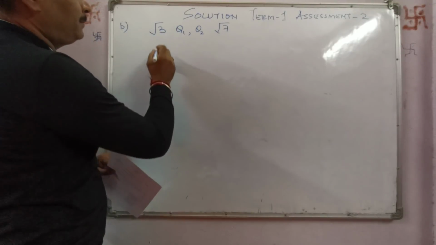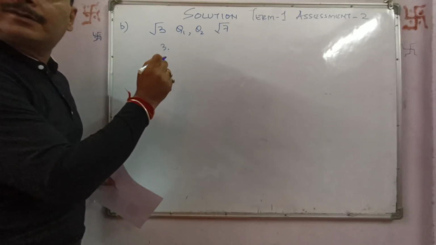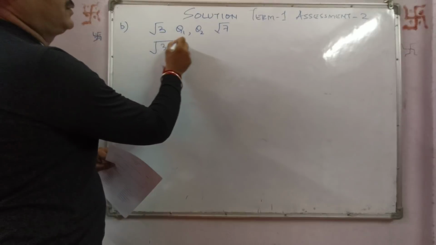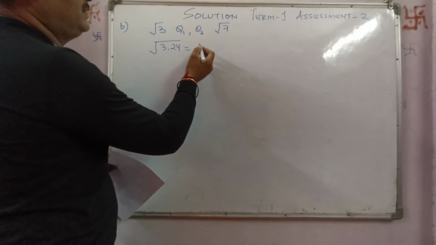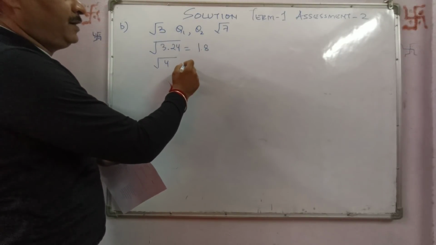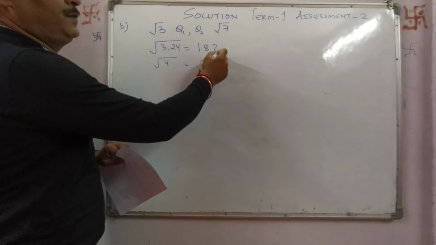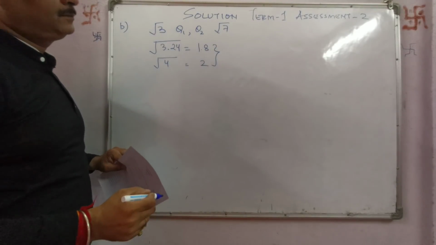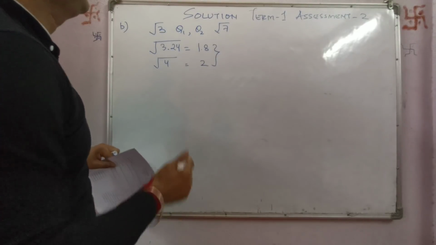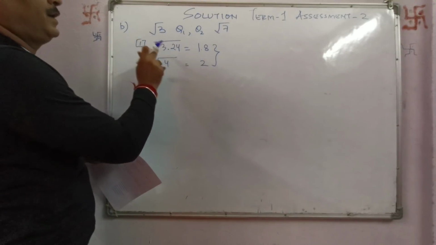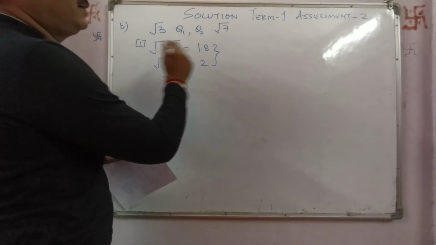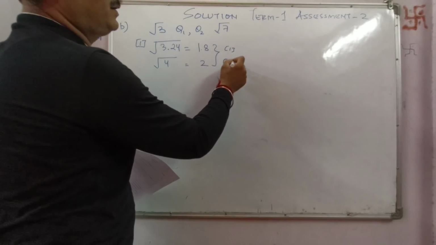So one number, I can say that 3.24. We all know that the square root of 3.24 is 1.8 and square root of 4 is 2. And we know that both of these two are rational numbers. So when you are taking 3.24 or any other perfect square, you will get 1 mark and then 1 mark for the two correct answers.